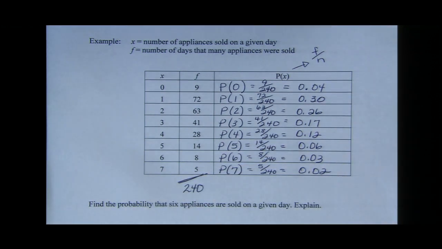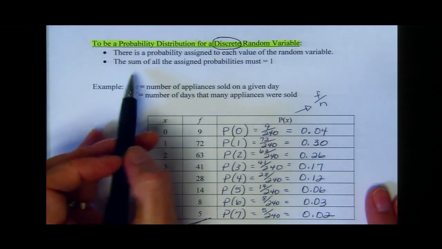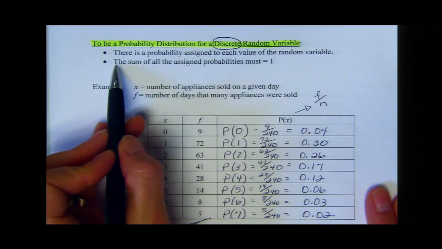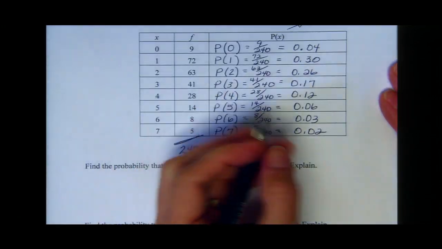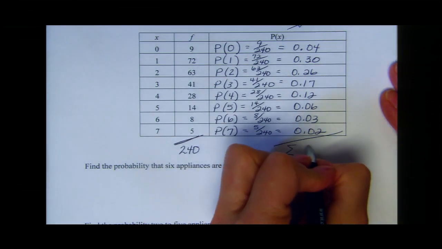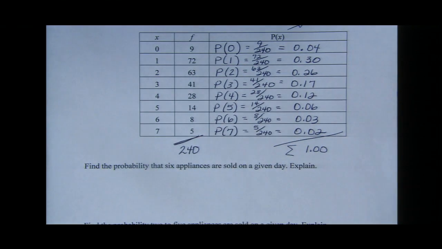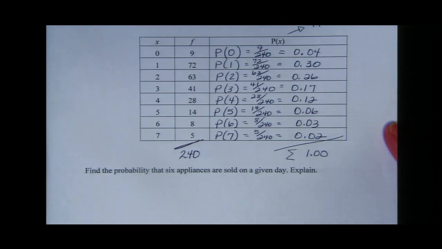So if you recall, this kind of goes back to chapter 2 where we did relative frequencies. So if we look up here, the sum of all the assigned probabilities must equal 1. So that means when I add up this column, this summation should equal 1. Now in this case it does, but again we did some rounding, so sometimes it might be 0.99 or 1.01 or something like that. So be careful of that. All right, so now that we have this probability distribution, we can answer some probability questions.